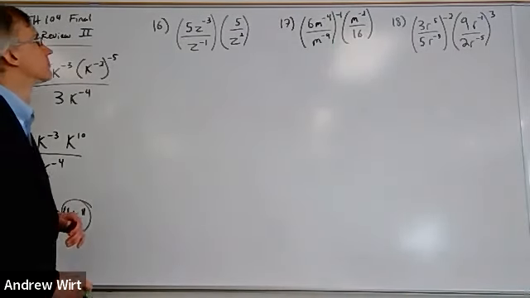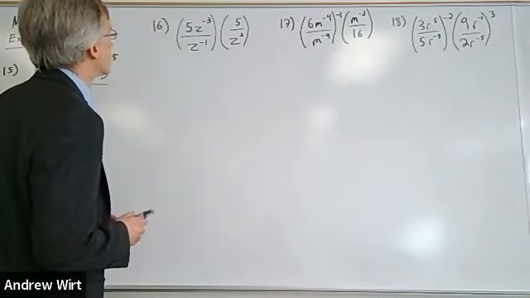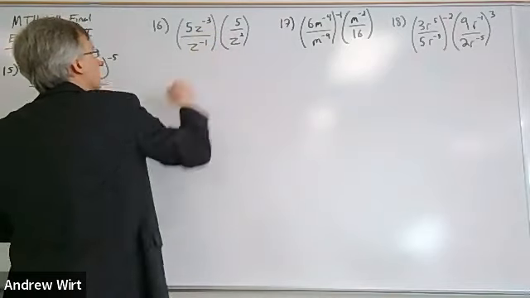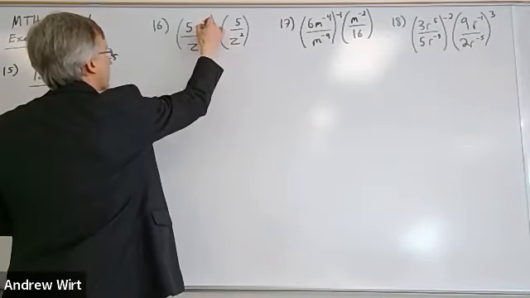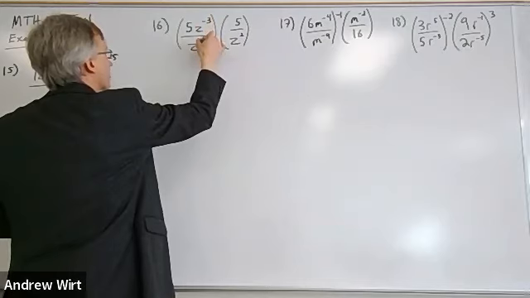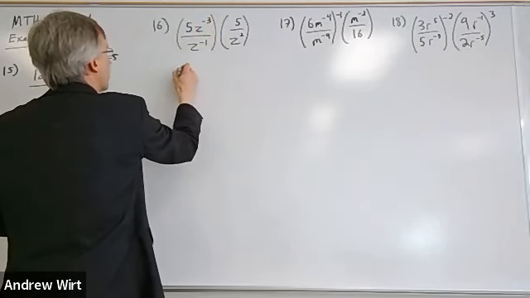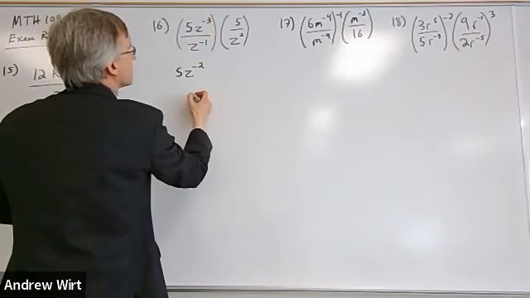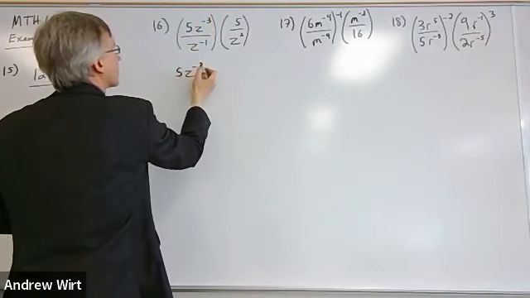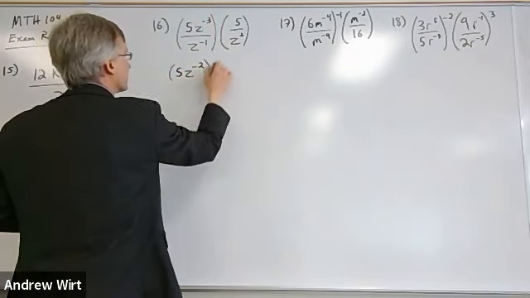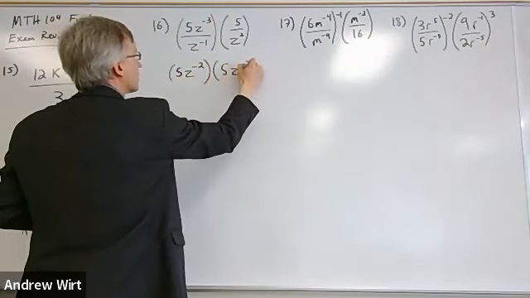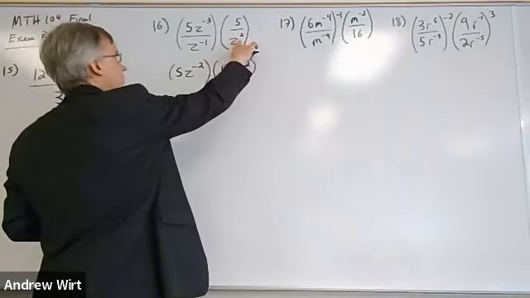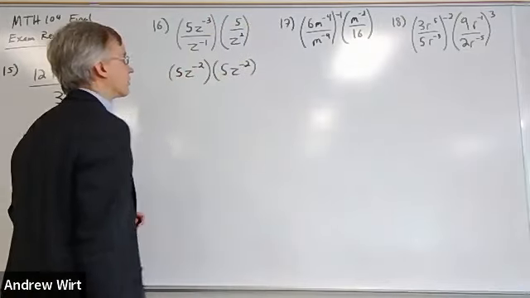Number 16. So with this one, we've got some negative exponents here. We can combine these. So -3 minus -1 is -3 plus 1. So that is 5z to the -2 power. And then over here, this is also 5z to the -2. Just all I do is take that, move it to the numerator, make the exponent negative.